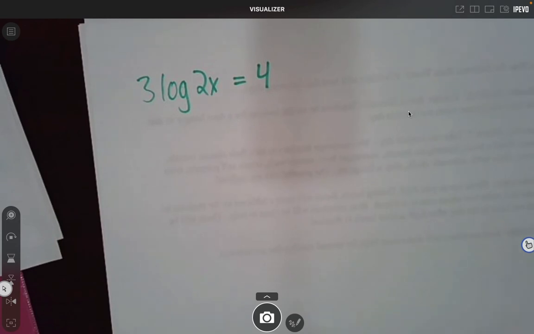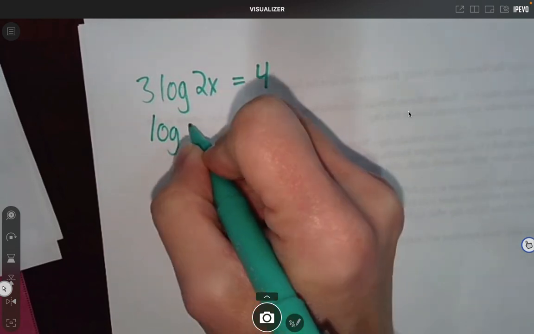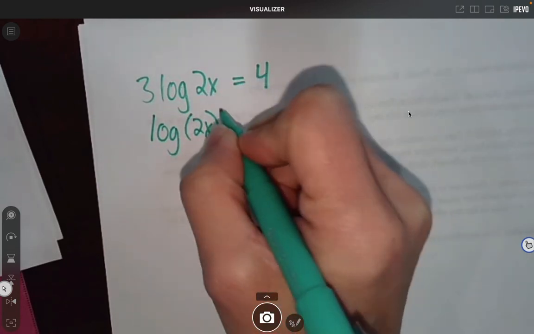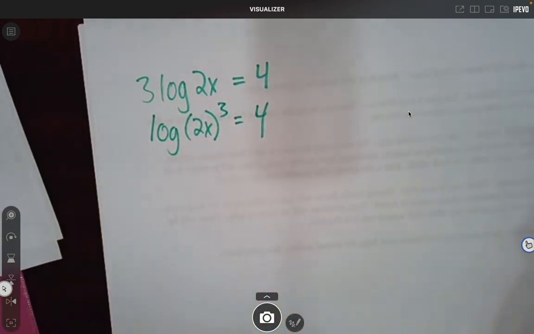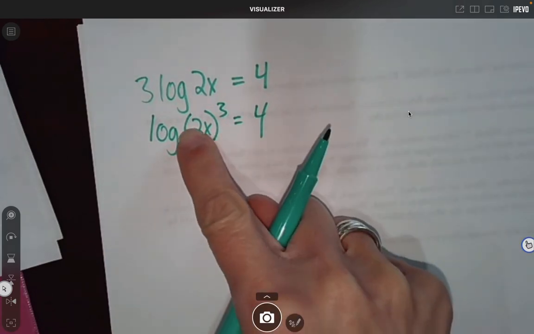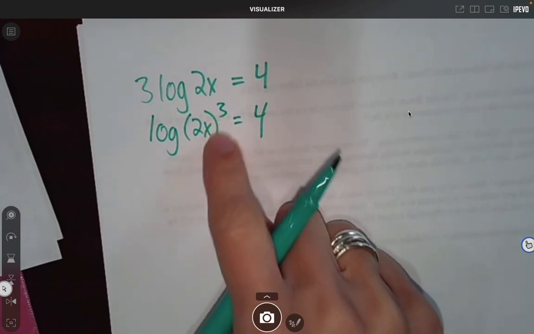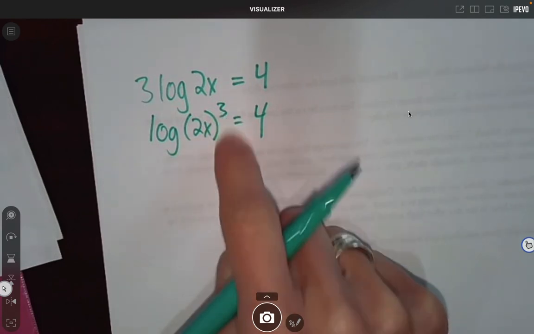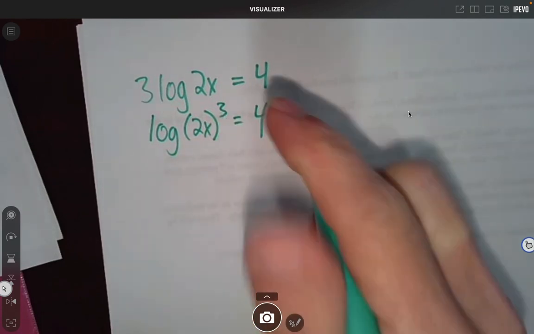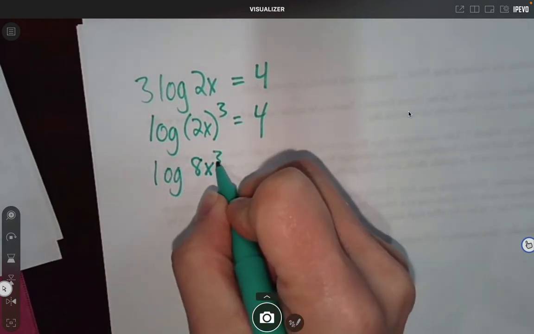We can't put a log in front of it. We're going to just put log of (2x) to the 3rd power. Does everybody understand that? Why did I put parentheses? The 2 has to be raised to the 3rd power, and the x has to be raised to the 3rd power. What is 2 to the 3rd power? 8. x to the 3rd.